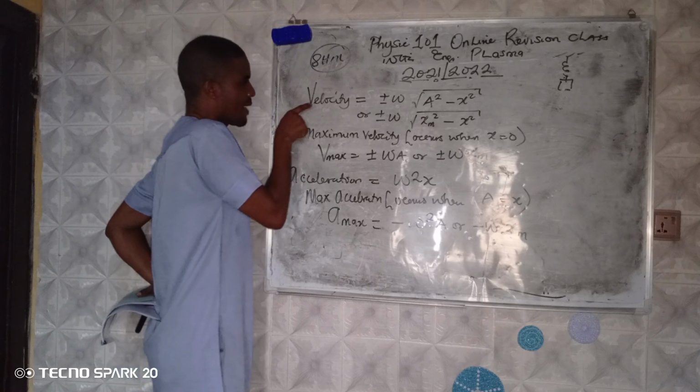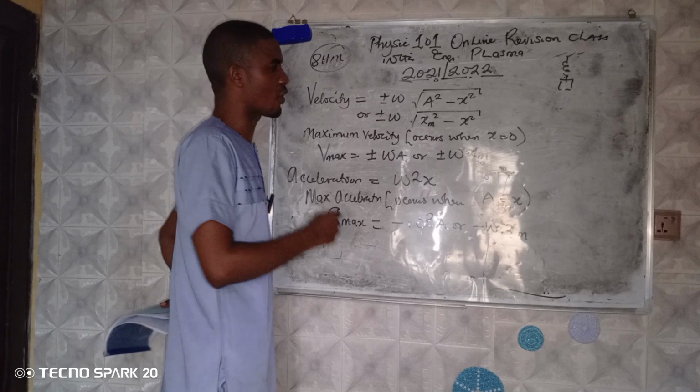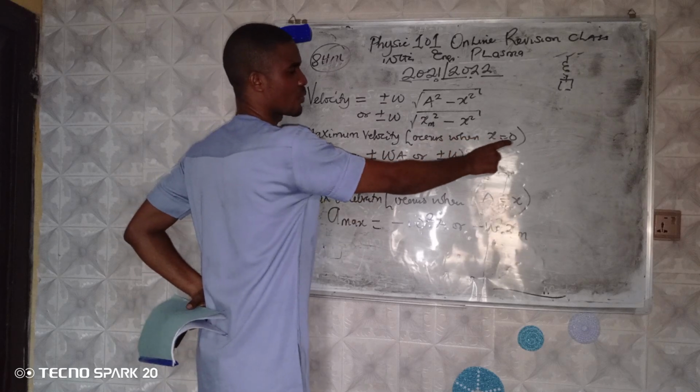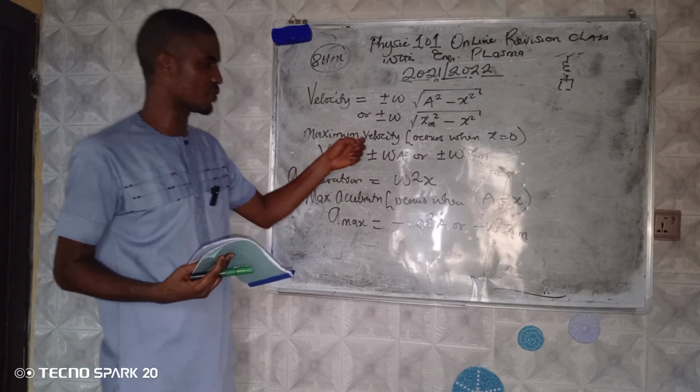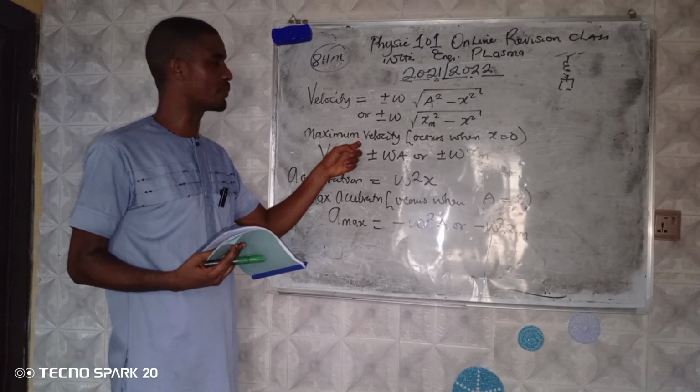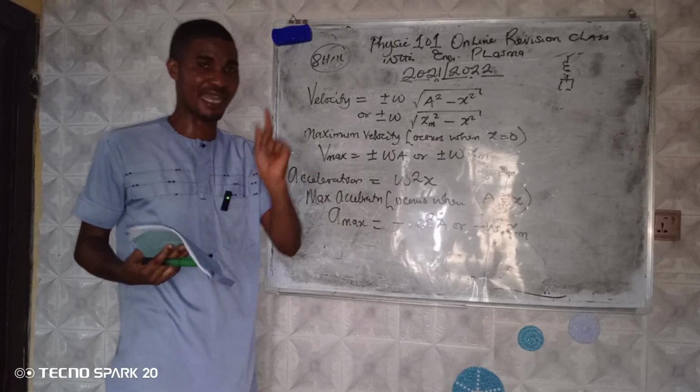Also, maximum velocity. When will there be maximum velocity? Maximum velocity occurs when the displacement is equal to 0. That is when the body is at the equilibrium position. When the body is at the equilibrium position, it means that x is equal to 0, when the body has not been displaced at all.